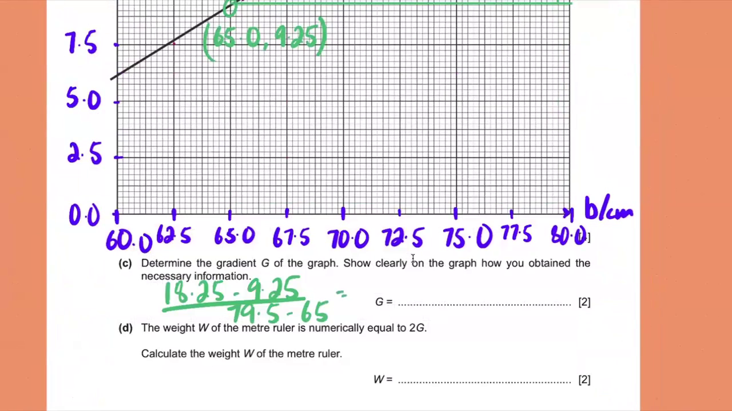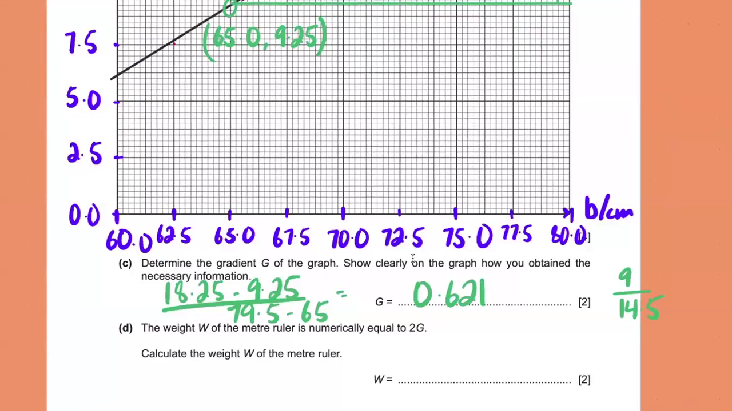So what does this turn out to be? Let's see. 18.25 minus 9.25 is 9 over 79.5 minus 65, which is 14.5. Again, I don't have my calculator today, so 9 divided by 14.5 is 0.6206. 3SF is always a safe bet when talking about calculated values, either in your structured questions or in your ATPs. So I've written this to 3SF.